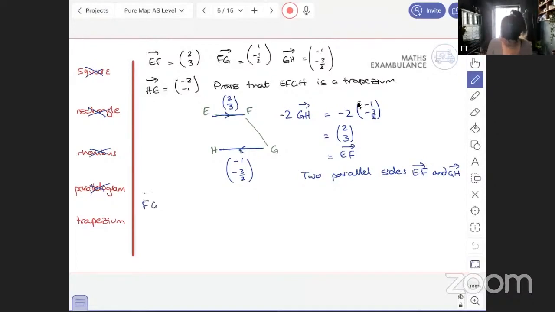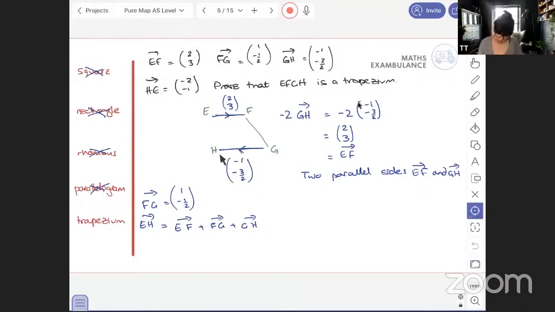So F to G, 1 minus a half. Okay. E to H. Well, I don't know what E to H is, but instead of E to H, I could do E to F, and then F to G, and then G to H. Couldn't I? I could move my way around. Instead of just going straight down E to H, I could go E to F, F to G, G to H, and that would be the same vector.